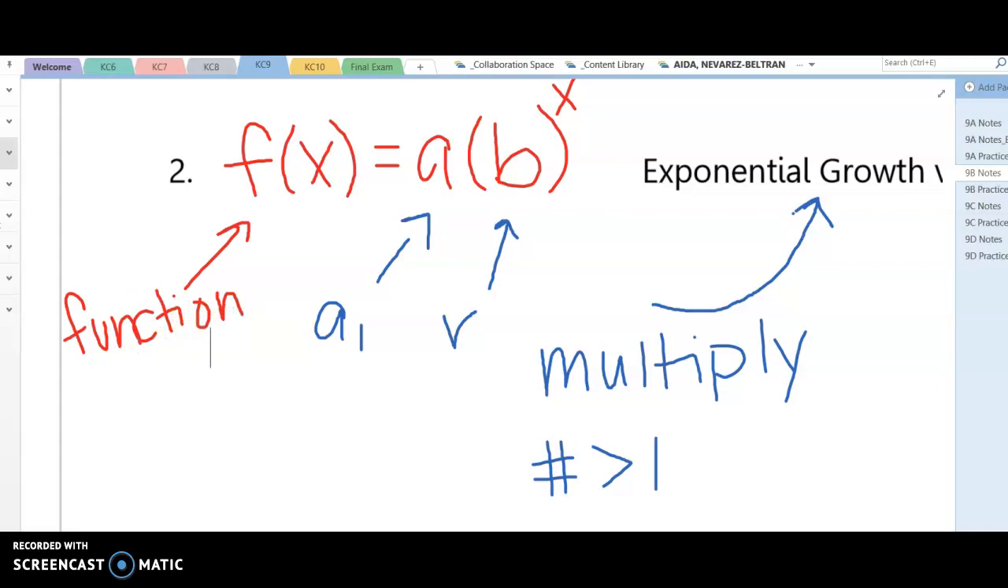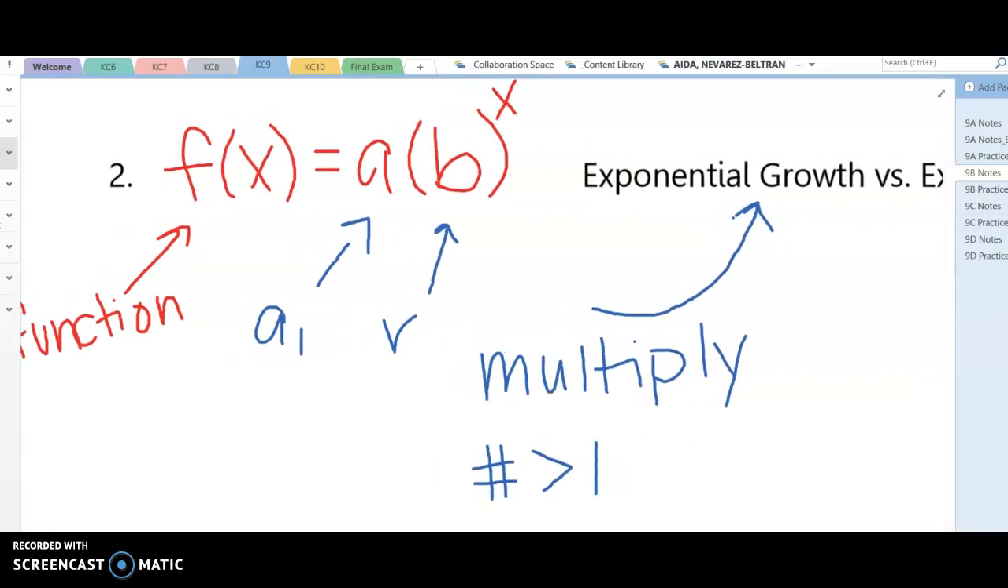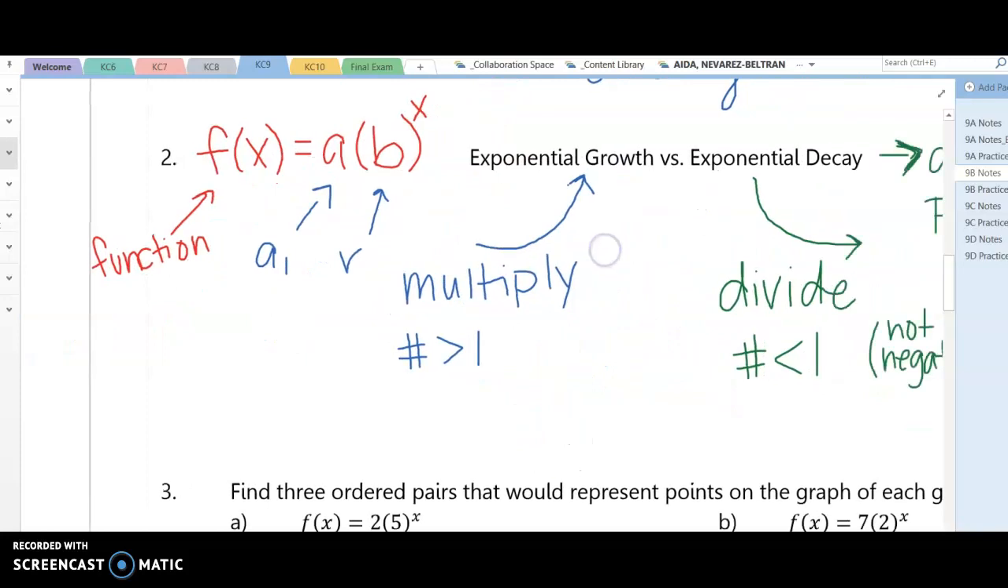Right? So we're not just looking at a list of numbers. We're going to be looking at a table, we're going to be looking at graphs. So with this one, we need a function instead of just a set of numbers. So the A is your starting number, right? And then the B is kind of what you're changing by each time.